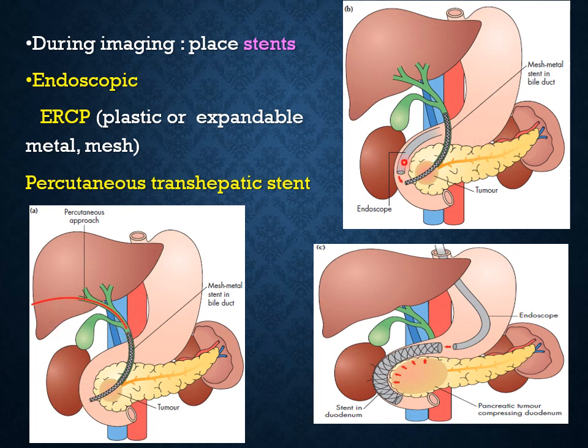Nowadays, the use of the endoscope is much easier, where you can directly see and pass a stent through the ampulla, through the papilla, and push the stent upwards. You use an expandable stent and it can be left in place. It expands and drains the bile. So this is through endoscopy. Or you can use an endoscope to pass a stent into the duodenum for duodenal obstruction by the tumor. The stents nowadays can be expandable metal mesh, which can last a long time without getting blocked.